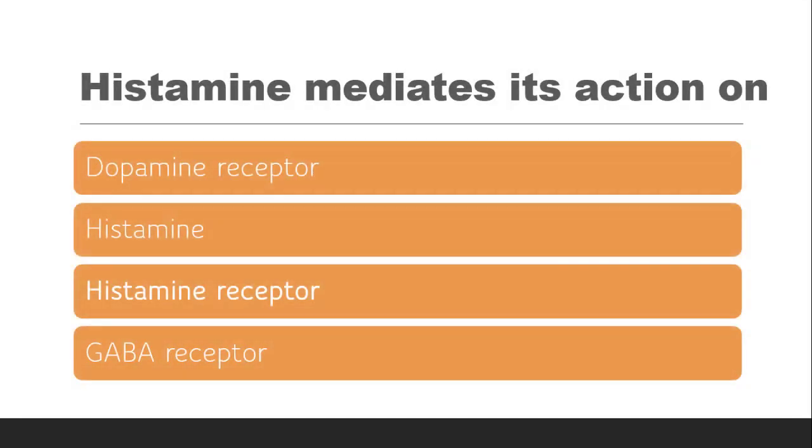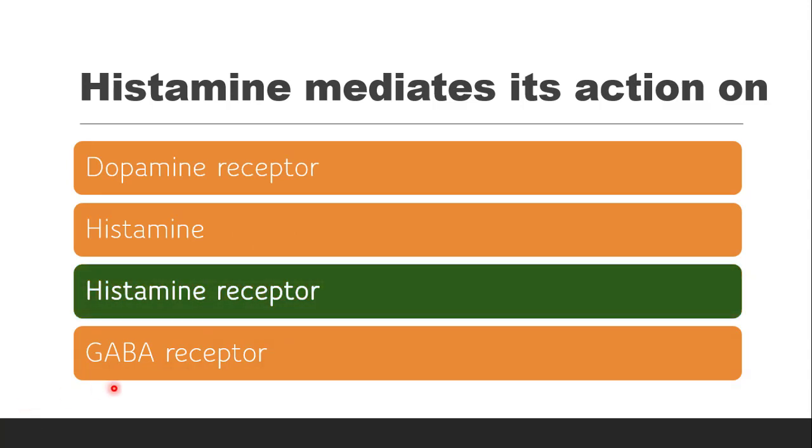Next question is, histamine mediates its action through which receptor? Whether it is dopamine receptor, simple histamine, histamine receptor, or GABA receptor. The correct answer is histamine receptors.